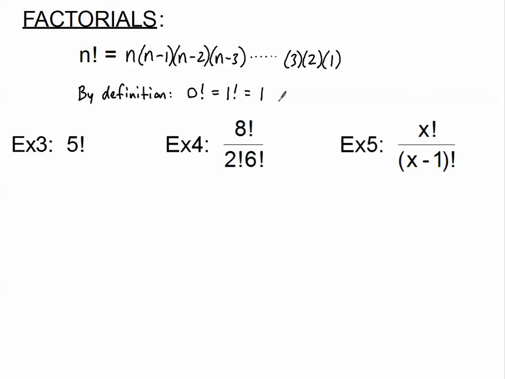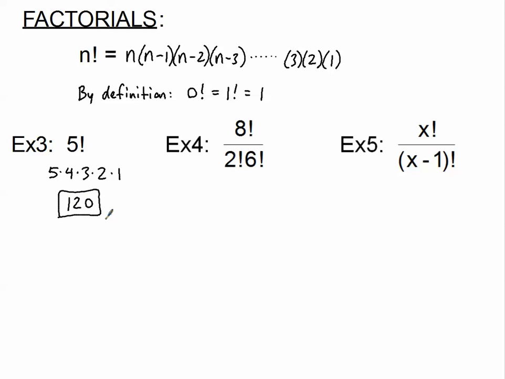So if we wanted to evaluate these, 5 factorial would be equal to 5 times 4 times 3 times 2 times 1. That's basically it. We just have to multiply all those numbers together, and of course we get 120. That's how you can calculate a factorial.